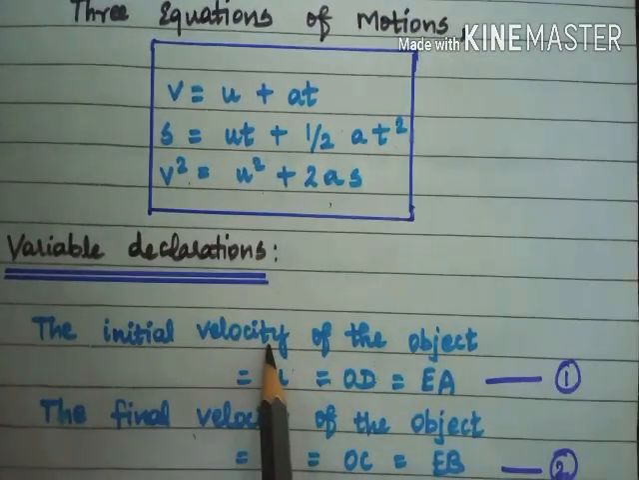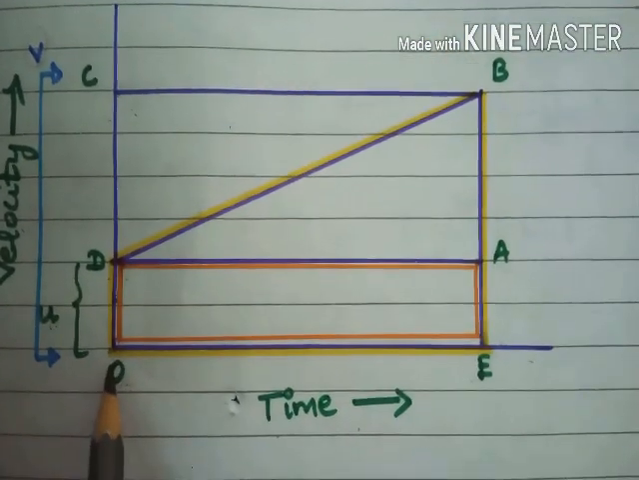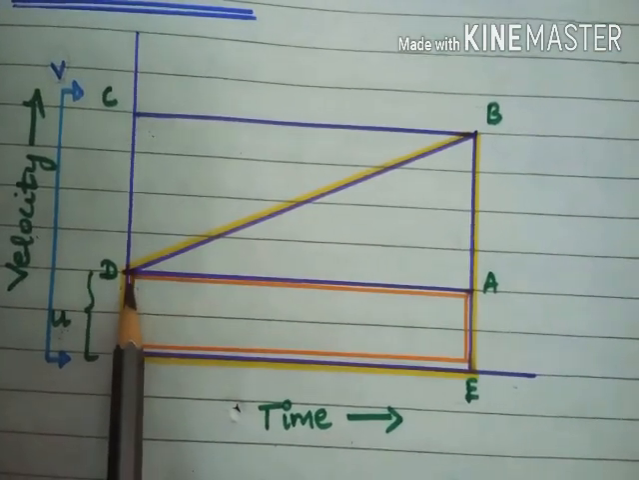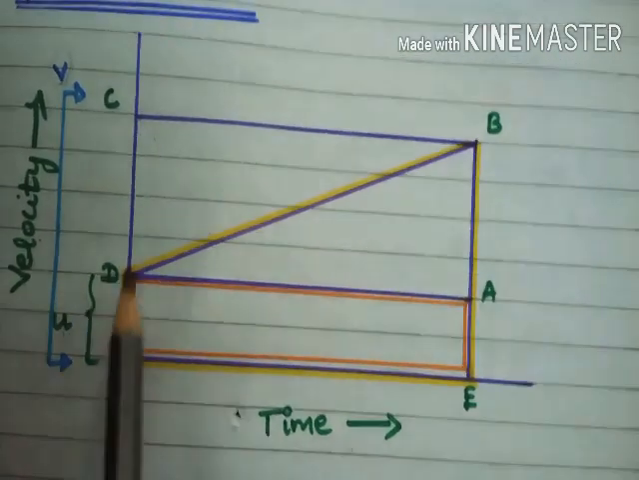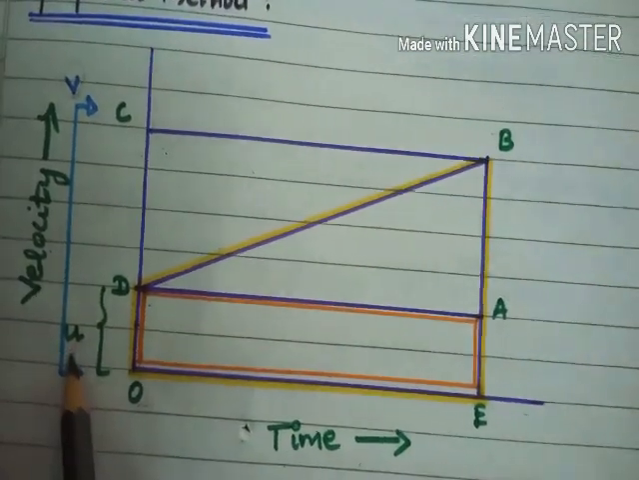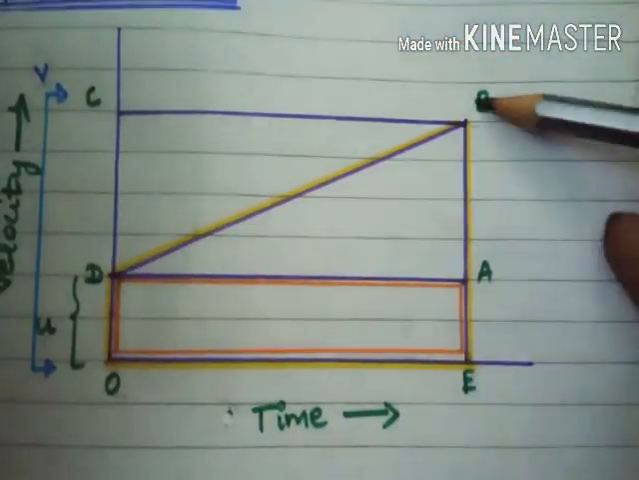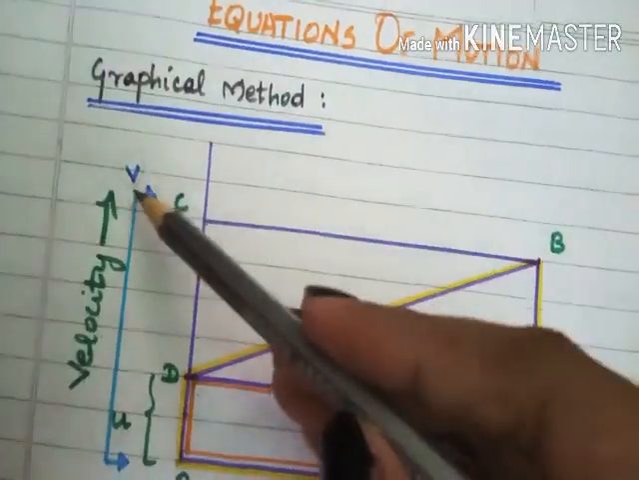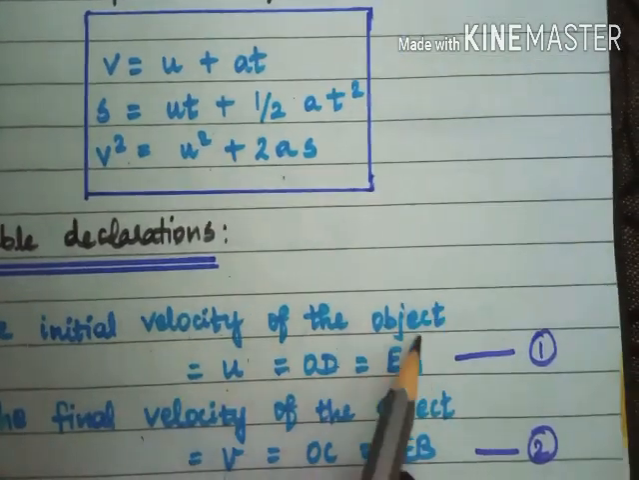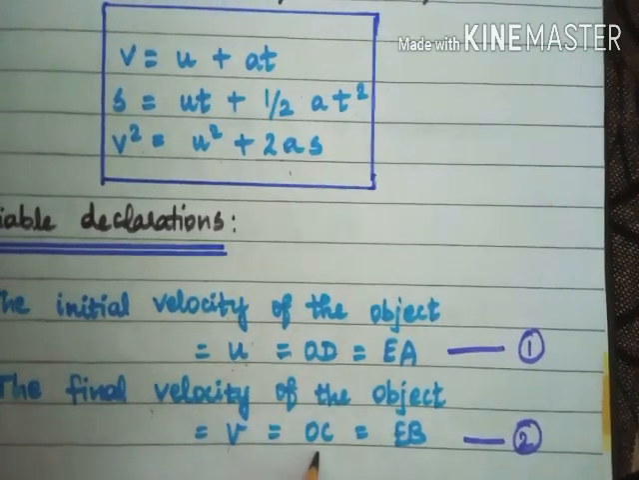First, initial velocity. The initial velocity of the object is equal to U. From the graph we are able to see U. So OD is equal to U. Similarly, as I said, OD is equal to EA. So OD is equal to EA is equal to U. Similarly, OC is equal to EB is equal to V. Because OC is equal to V, EB is also equal to V. So we are writing here that the initial velocity of the object U is equal to OD is equal to EA, and the final velocity of the object V is equal to OC is equal to EB.